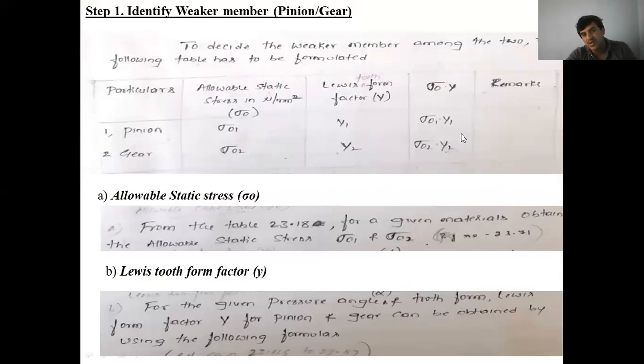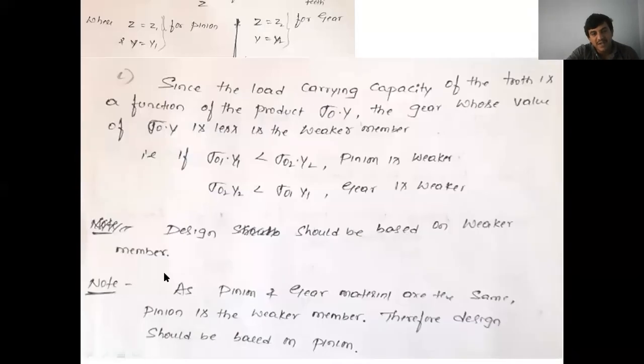Then which one is a smaller value? That will be the weaker member. Suppose the pinion and gear are made up of the same material, then what will we do? That is a note we have given here. If pinion and gears are made up of the same material, then which is the weaker member? Always the smaller in size of the gear is the weaker member.